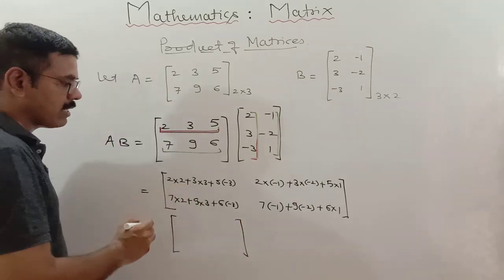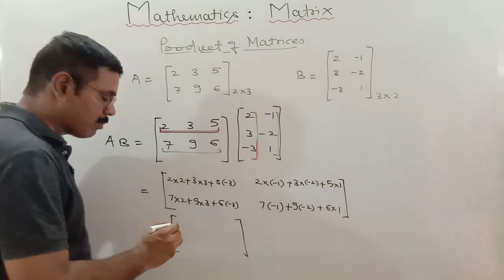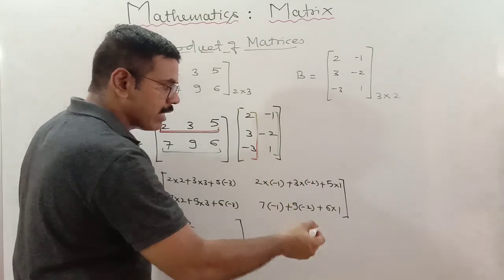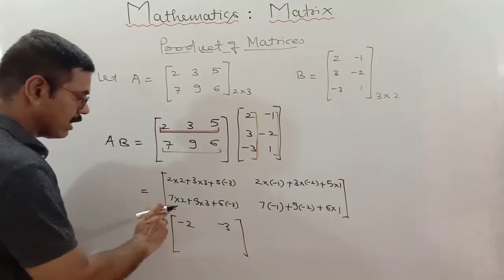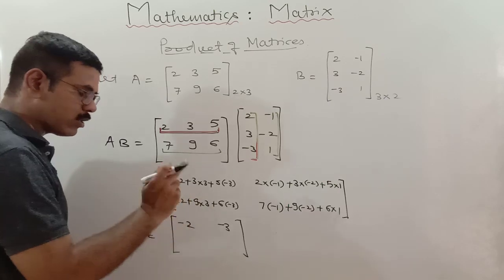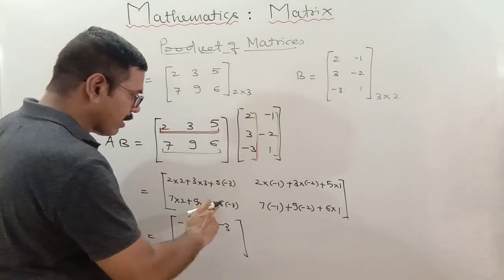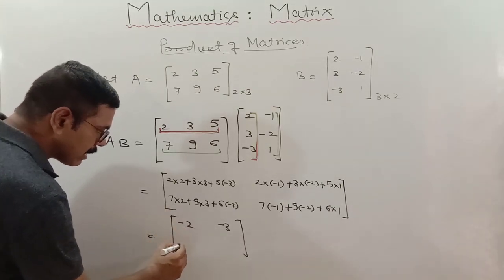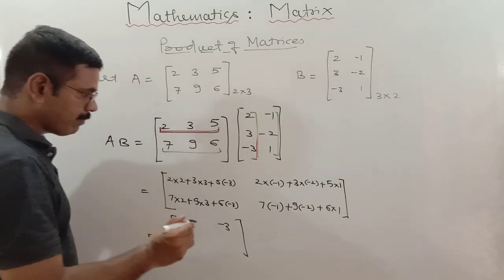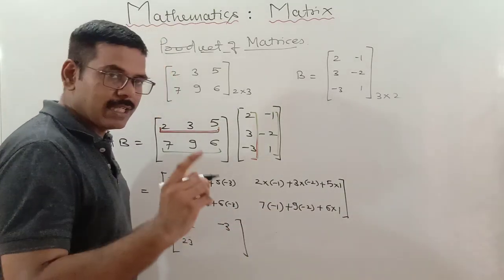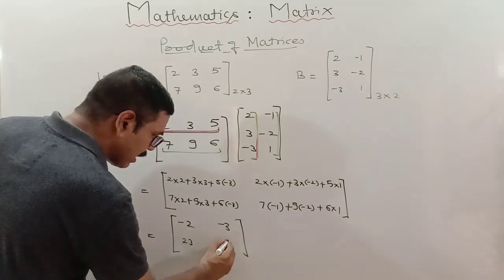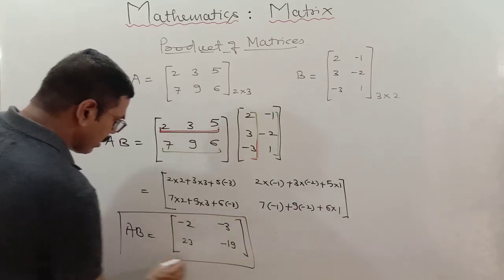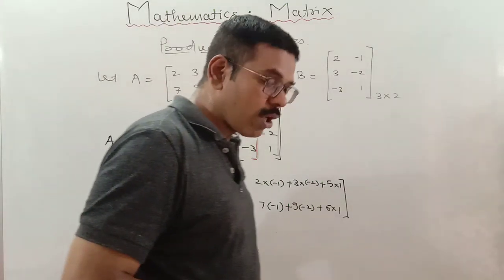See, 4 plus 9 is 13, minus 15, minus 2. Is there any doubt? Minus 2 minus 6 is minus 8, plus 5, minus 3. 7 2s are 14, 9 3s are 27, 14 and 27 is 41, minus 18, 41 minus 18, this will be 23. Okay, now minus 7 minus 18 is minus 25, plus 6, minus 19. So this is the matrix AB. Do you have any doubt? See that, check it. This is the product of two matrices.